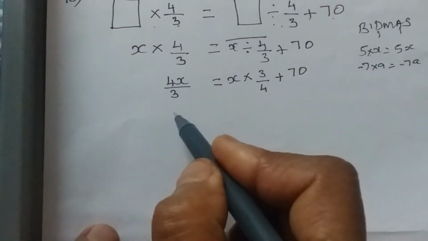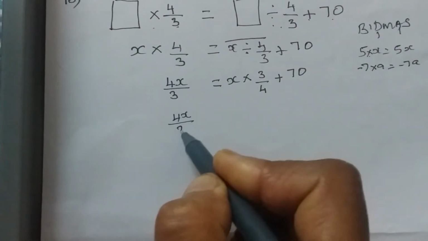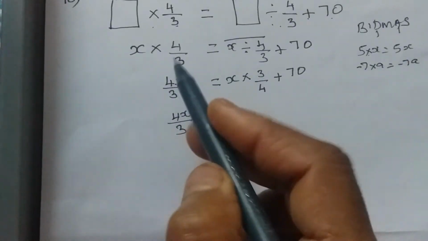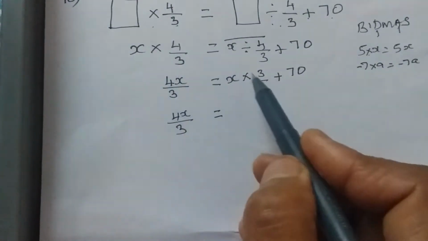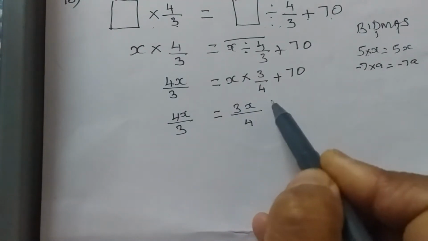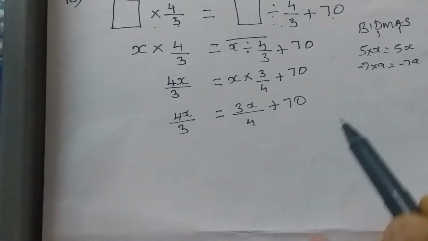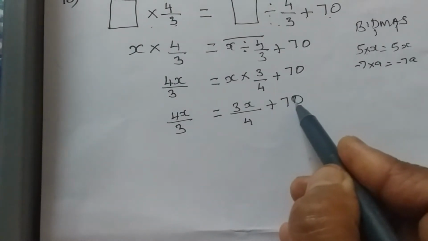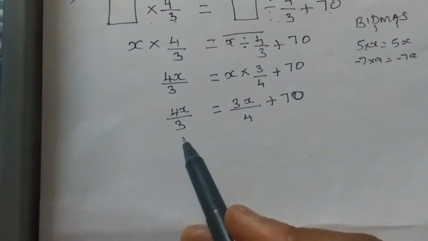Now we'll multiply them. Keep this 4x by 3 as it is, equal to, as we multiplied 4 into x, 4x by 3, here 3 into x is 3x and the denominator is 4, plus 70. Now what is the solving of an equation? x is the only unknown. We have to find the value of x.